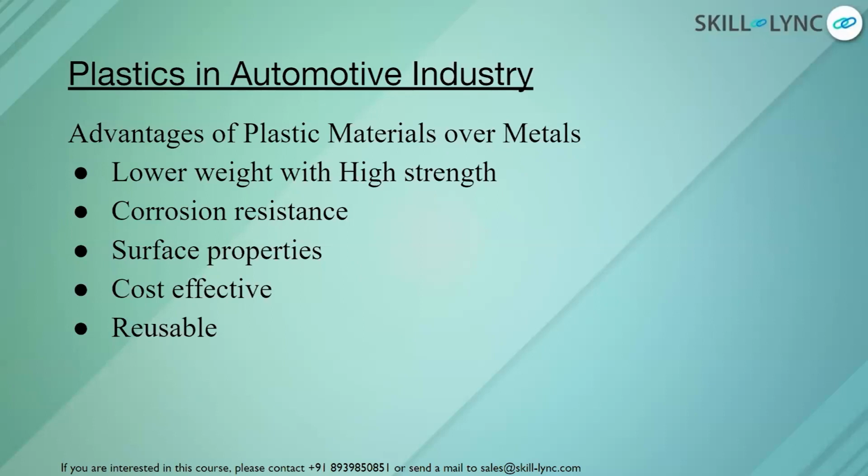And unlike metals, which get corroded, we don't have the problem of the part getting corroded easily, so we have corrosion resistance. We can have better finish with respect to surface properties. Different types of finishes are made available. We can have hard plastics, soft plastics, different textures, all of which can be made available for plastics, and hence it becomes a versatile material.